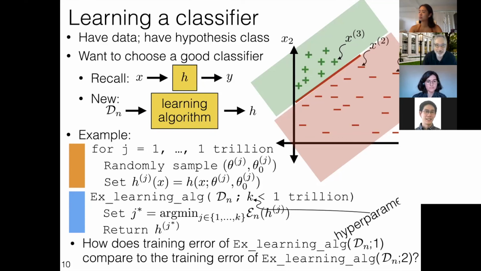So here's a question. Let's say I take the training error of the classifier when I run this algorithm with K equals 1. And now I run the algorithm with K equals 2. How does that training error compare?